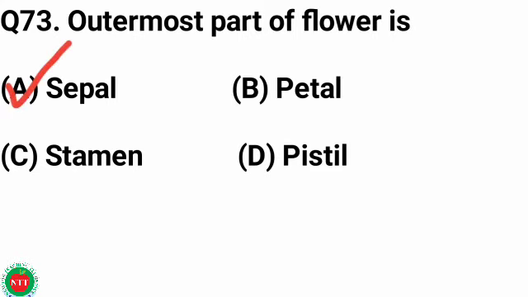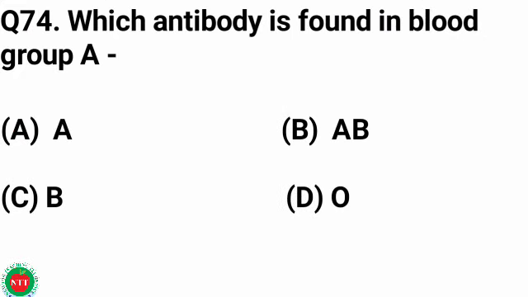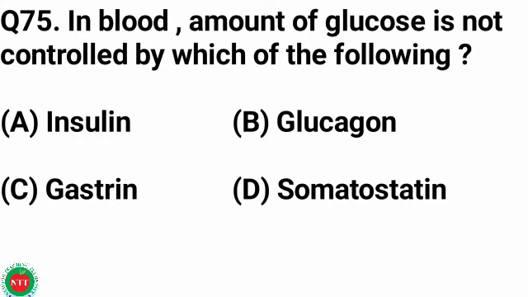Question number 74. Which antibody is found in blood group A? A, B, AB, O. Option B is the right answer. Question number 75. In blood, amount of glucose is not controlled by which of the following: insulin, glucagon, gastrin, somatostatin. Option C is the right answer, gastrin.